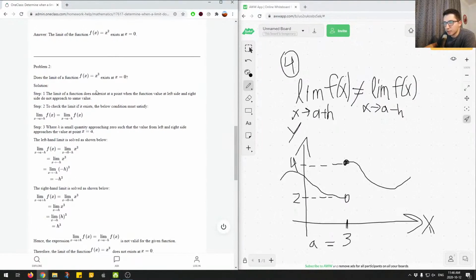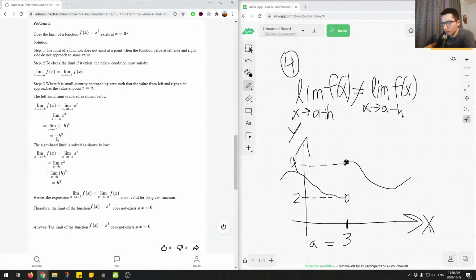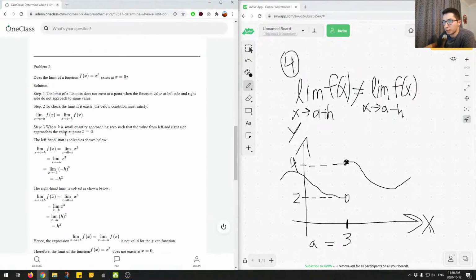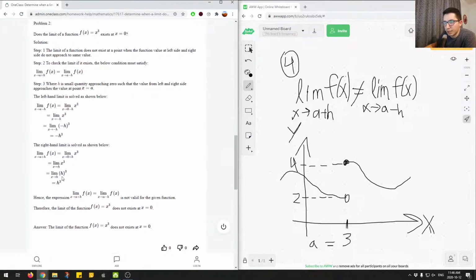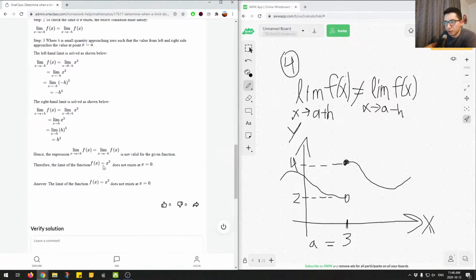And then similarly, this is another example, and we end up with negative h. So here we don't end up with the same limit. We substitute negative h, and then we end up with h cubed and negative h cubed, so they're not equal, and the limit does not exist at x equals 0 for the function x cubed.